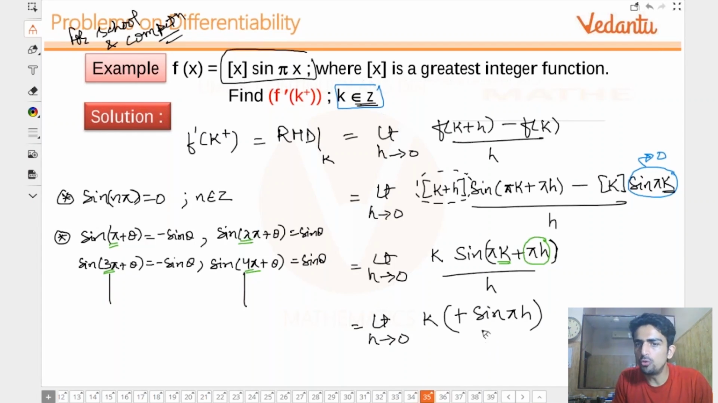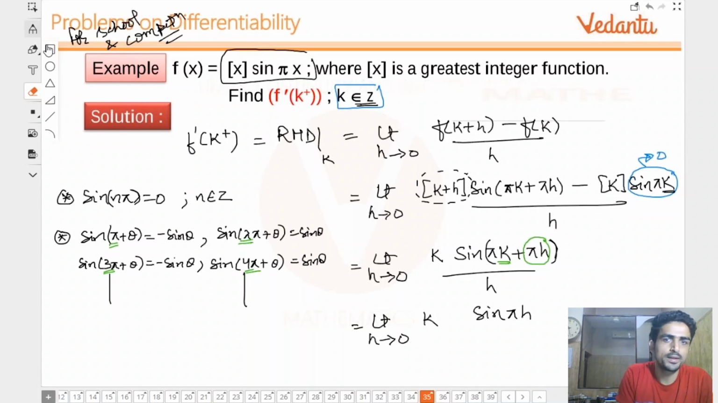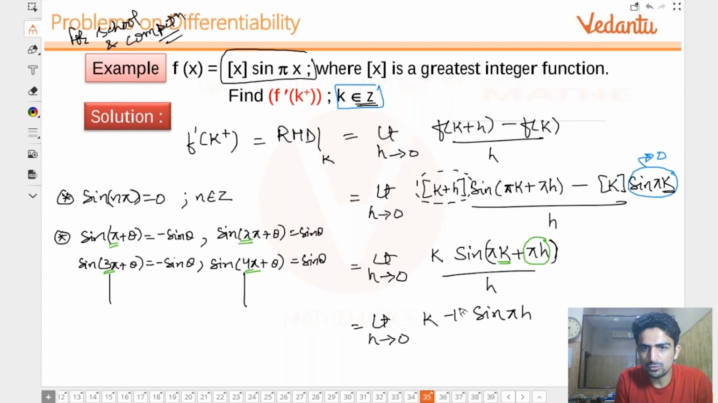But we don't know whether k is even or odd. So how to take both cases into account now? Nothing. Minus 1 raised to power k, like this. Try to see, if k is odd, this will become minus, and when k is even, this will become plus. Just have a look.